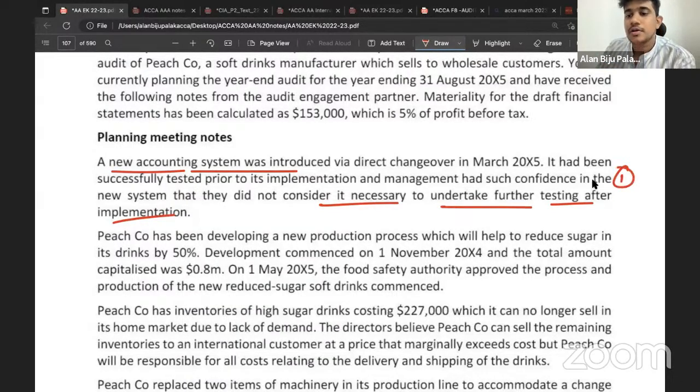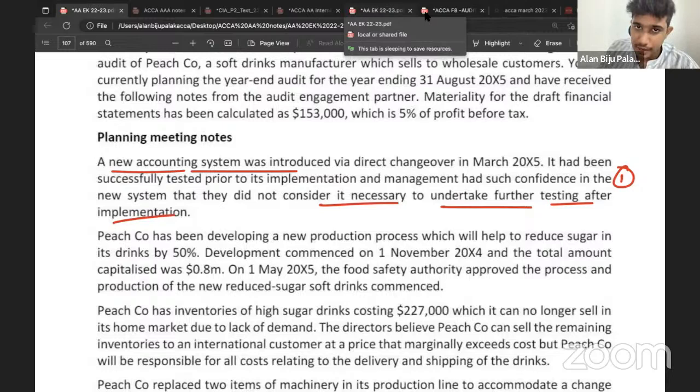So what has to be provided as the identification part there? A new accounting system was introduced, but after implementation, no further testing has been undertaken. So what will be the risk there?